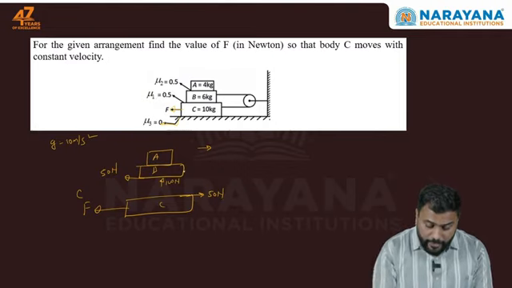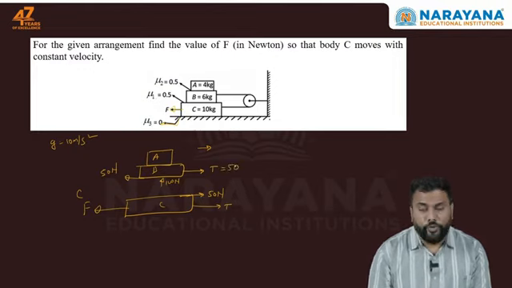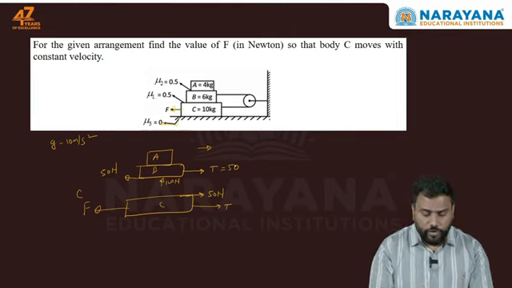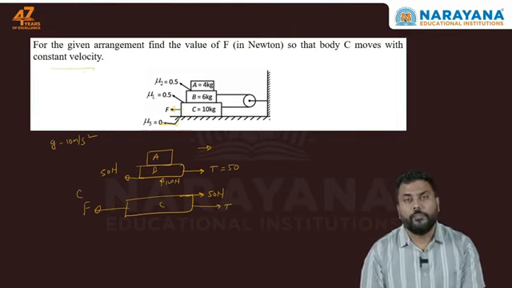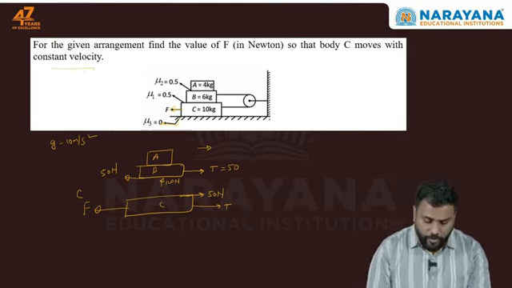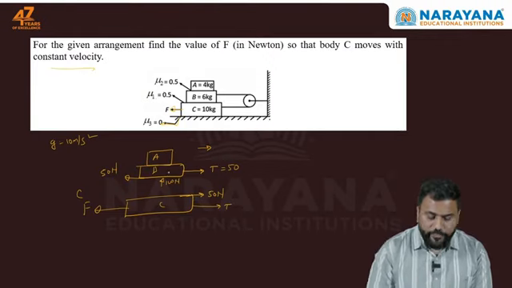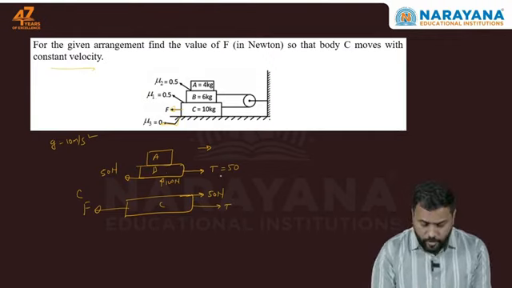B and C are also connected by a string, so there has to be some tension in the string. The string tension is balancing 50 Newton if C is moving with constant velocity. We have to take care of this point. Body C is moving with constant velocity, so the force on C is balanced and the force on A and B is also balanced. So tension should be 50 Newton.